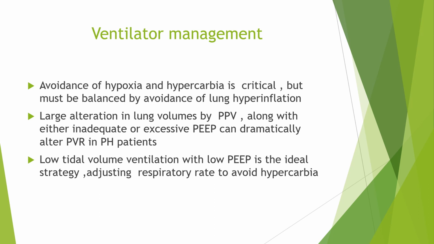Ventilator management. Avoidance of hypoxia and hypercapnia is critical in these patients, as we said before, but should be balanced by avoiding lung hyperventilation and hyperinflation. Large alterations in lung volumes by positive pressure ventilation, along with either inadequate or excessive PEEP, can dramatically alter pulmonary vascular resistance in pulmonary hypertensive patients. So the use of low tidal volume ventilation with low PEEP is the ideal strategy, adjusting respiratory rate to avoid hypercarbia.